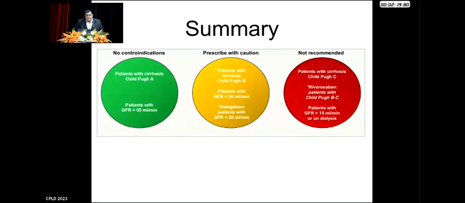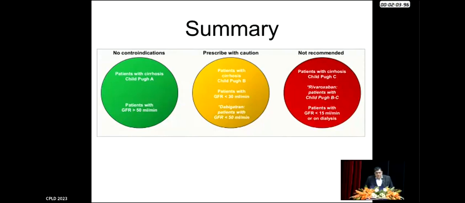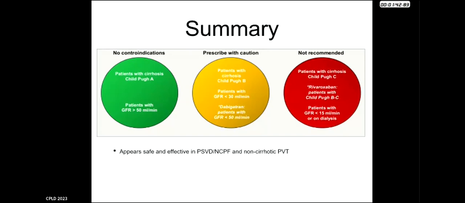So to summarize, my dear friends, patients with cirrhosis and Child-Pugh A and GFR more than 50, no problems in using DOACs, we can go ahead. In patients who are Child-Pugh B, GFR less than 30, we can use these drugs with caution, but avoid using dabigatran, you have to be cautious if the GFR is less than 50. And if the patient is Child-Pugh C, then don't use any DOACs. With rivaroxaban, do not use if the patient is Child-Pugh B or C, or in patients with GFR less than 15 or on dialysis, do not use any DOACs.